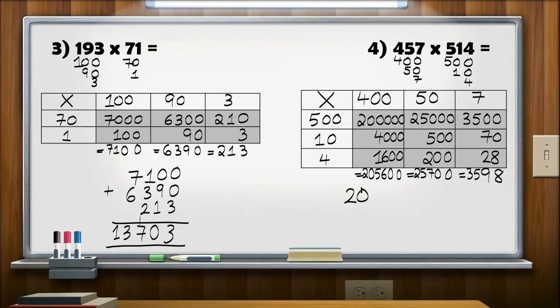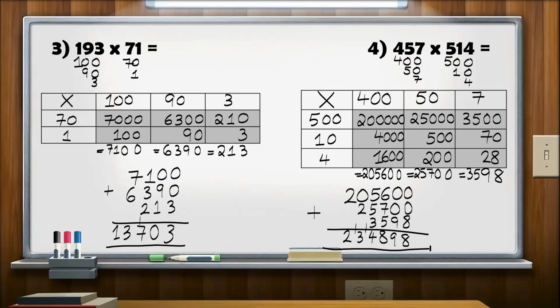Now, in order to get my overall answer, I'm going to add the total of my columns together. So I've got 205,600, 25,700, and then 3,598. So 0 plus 0 plus 8 is 8. 0 plus 0 plus 9 is 9. 7 add 6 add 5. So 6 plus 7 is 13. Plus 5 is 18. I'll carry the 1 over. 5 plus 5 is 10. Plus the 3 is 13. Plus the 1 is 14. Carry the 1 over. 2 plus 1 is 3. I'll bring down the 2. So my overall answer to 457 times 514 is 234,898.